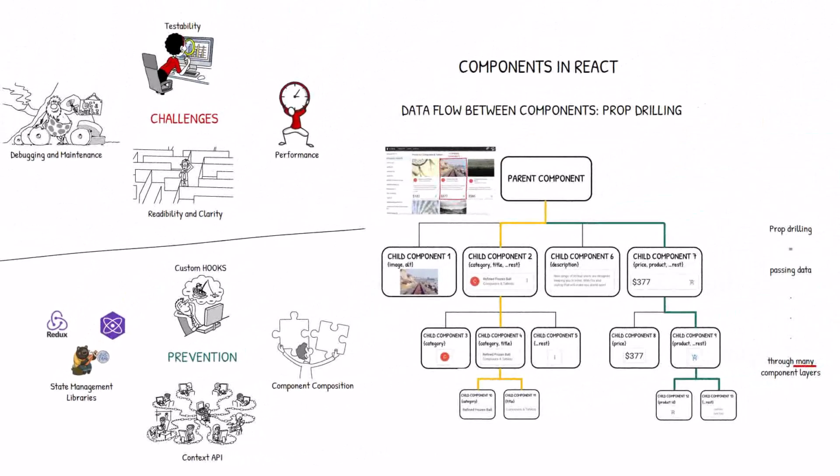And that's it. Prop drilling, always remember, involves passing data through multiple layers of components. It doesn't have to be problematic, but it can pose challenges in larger, more complex applications. To prevent it, we should think about the way we build and reuse our components, and if necessary, we can use React Context API, custom hooks, or centralized state management libraries.